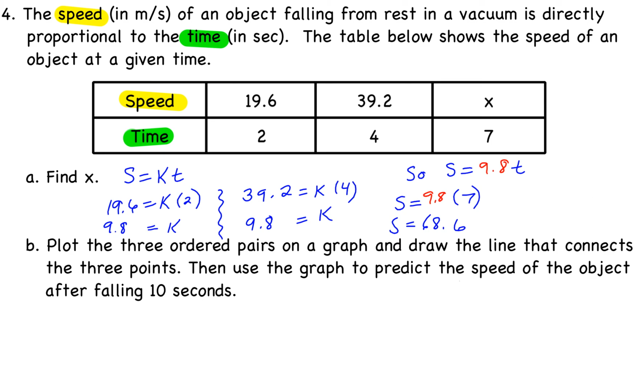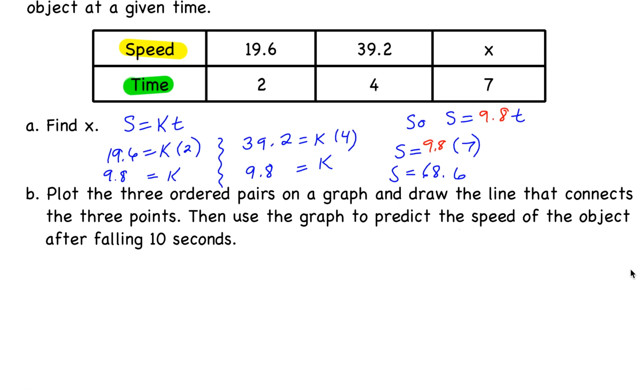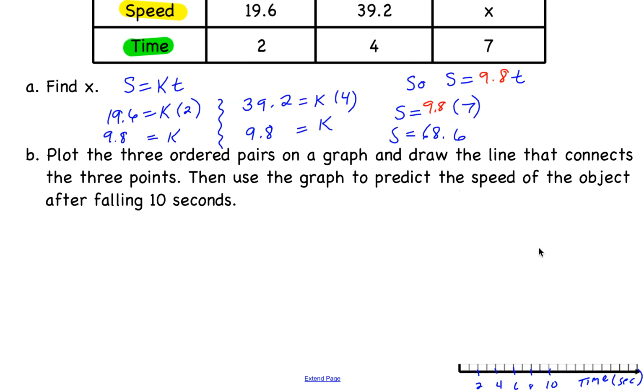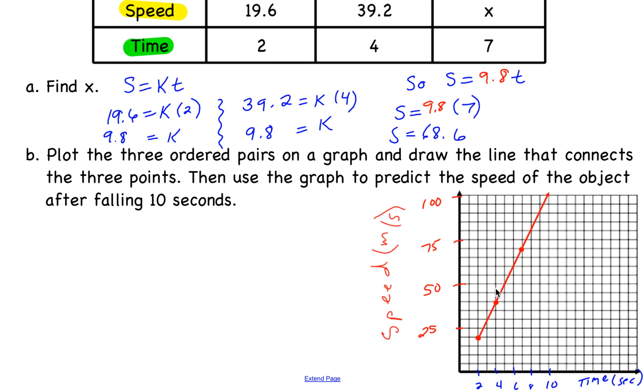So the last part of this problem says plot the 3 ordered pairs, and I gave you a graph in your notes, and I want you to plot those 3 ordered pairs and draw the line connecting them so that you can predict the speed at 10 seconds. I've done that for you. I went by 5s on my y-axis, that's the dependent variable. I put time as the x-axis and I went by 2's. And so here are my 3 data points.